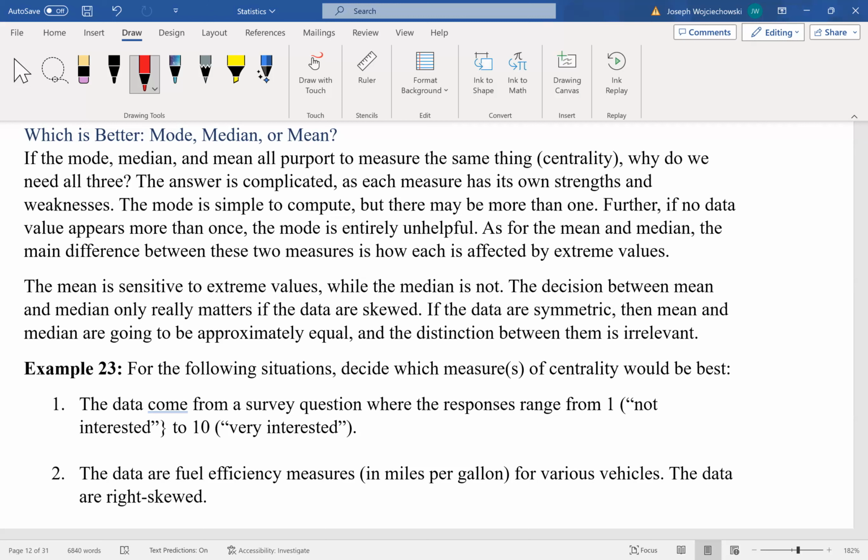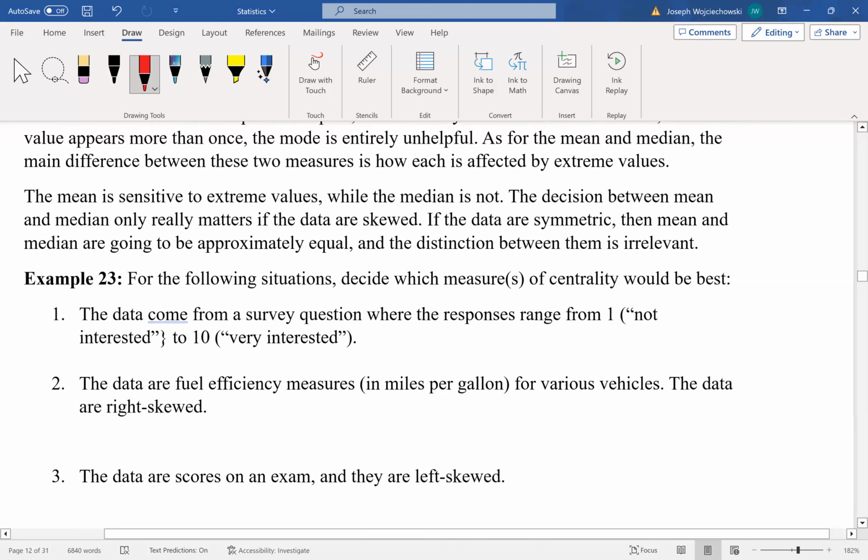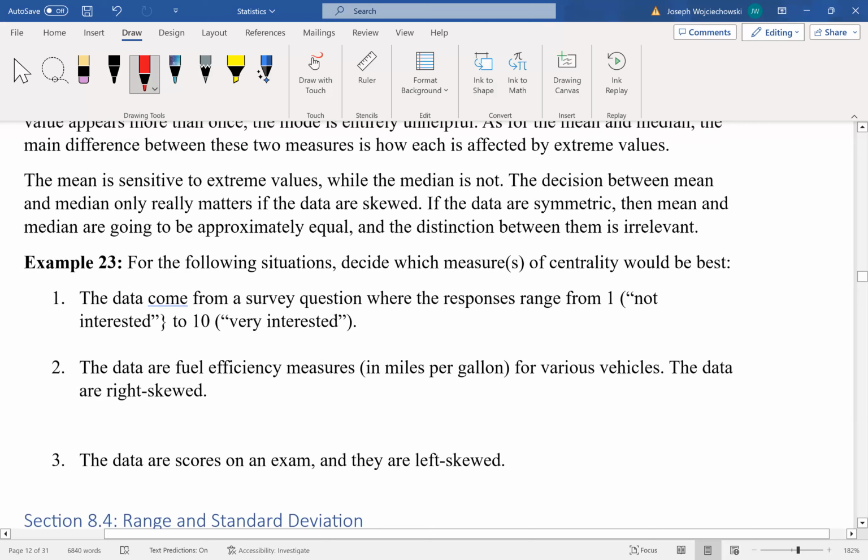There isn't one. As for the mean and the median, the main difference between these two measures is how each is affected by extreme values. The mean is sensitive to extreme values, while the median is not. The decision between mean and median only really matters if the data are skewed. If the data are symmetric, the mean and median are going to be approximately equal, and the distinction between them is irrelevant. So let's see which one would be best for the following situations.